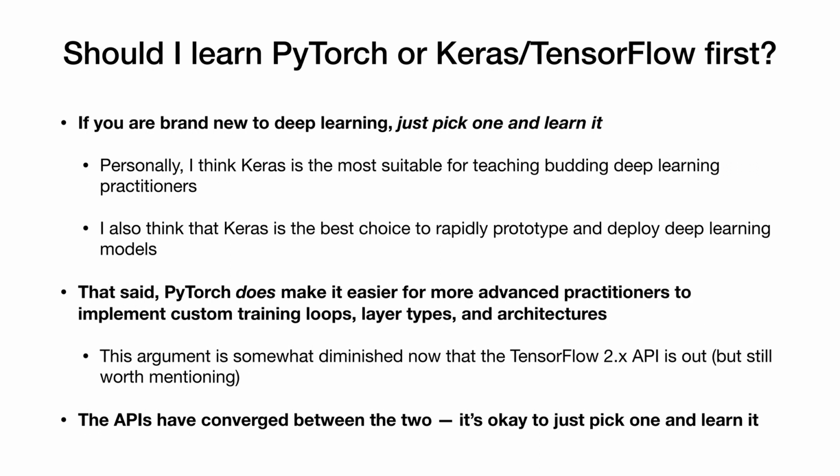That said, PyTorch does make it far, far easier for advanced practitioners to implement custom training loops. Yeah, you can do that with TensorFlow 2. It's far easier than TensorFlow version 1, but PyTorch has always treated that as a first-class citizen. Again, this argument is diminished now that TensorFlow 2 is out, but I still think it's well worth mentioning. But at the end of the day, just realize that APIs have essentially converged between PyTorch and TensorFlow. If you're just brand new to deep learning, pick one. Just pick one and learn it.